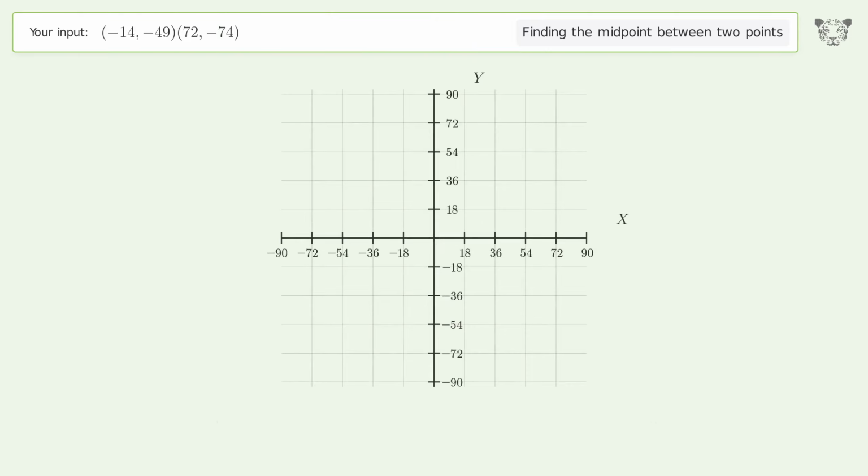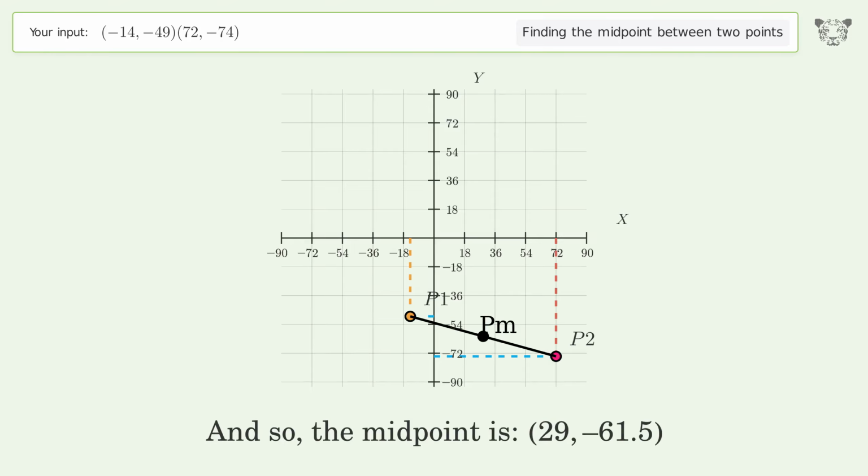And so, the midpoint is 29, negative 61.5.